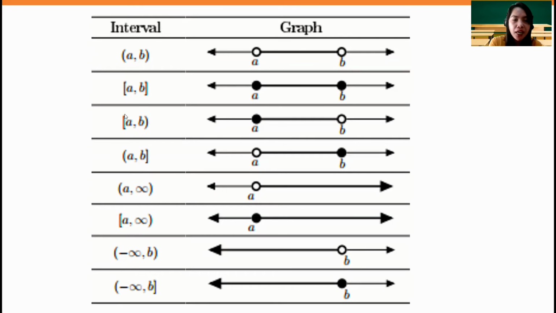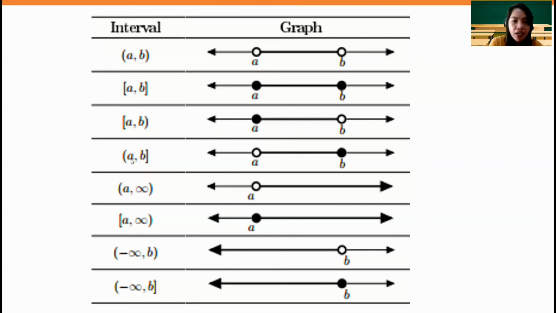Sa third interval, we have here open bracket A, comma, B, close parenthesis. Dito sa number line, since bracket ang katabi ng A, ang gagamitin natin ay shaded circle, meaning yung A ay kasama sa set, at lahat ng mga numbers in between A and B. Kung mapapansin ninyo, yung katabi ng letter B ay parenthesis, kaya ang ginamit natin ay open circle. Meaning, yung B ay hindi kasama sa set na ito.